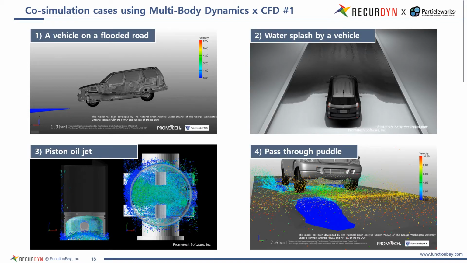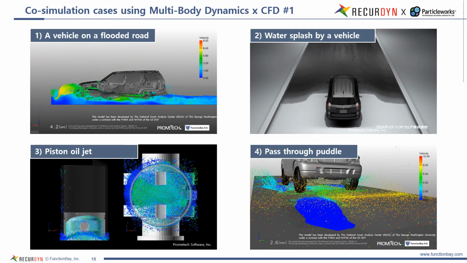From now on, let's take a look at the cases of co-simulation between multibody dynamics and particle-based CFD using RecurDyn and ParticleWorks. First of all, here are 8 cases of co-simulation between RecurDyn and ParticleWorks. The first case shows the simulation of a vehicle passing through a flooded road. It is possible to analyze how water enters the engine room, how much water enters, and how it drains.